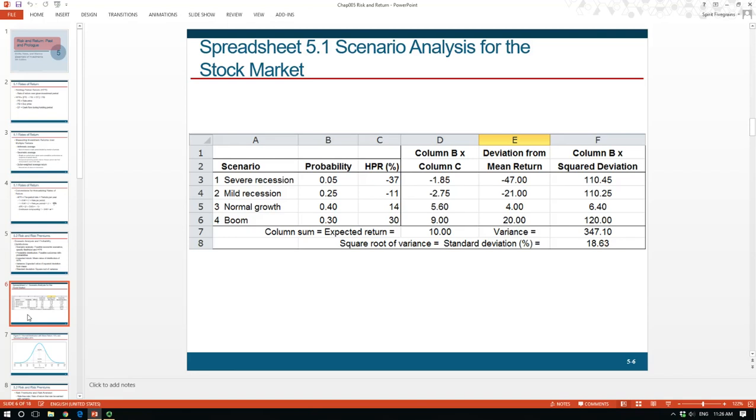So this expected rate of return means that, okay, in the future, there are many different scenarios. If it's an economic boom, you may earn 30%, but if the economy goes into another recession, then you may earn negative 37%, negative 11%. But on average, considering all the possibilities, your average return is very likely around 10%. That is the expected rate of return.